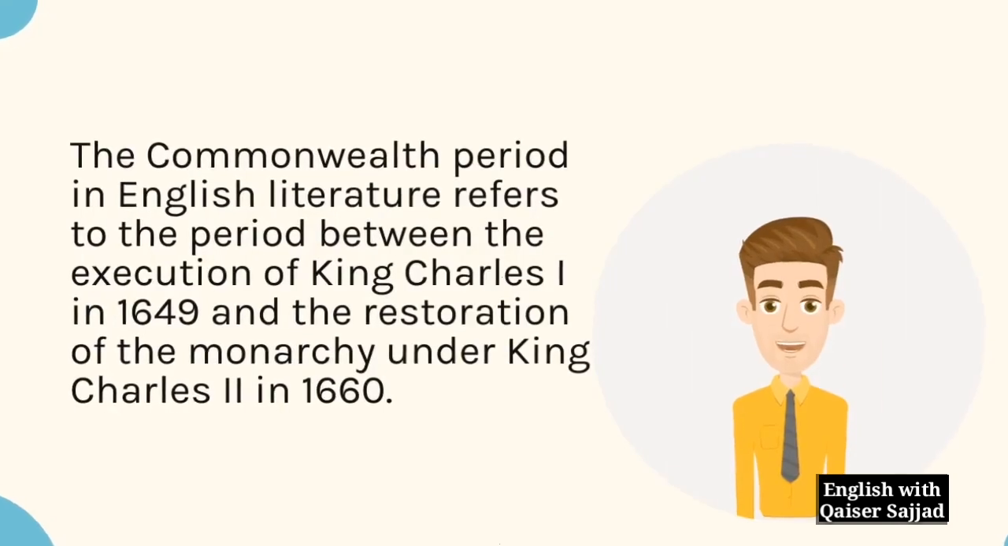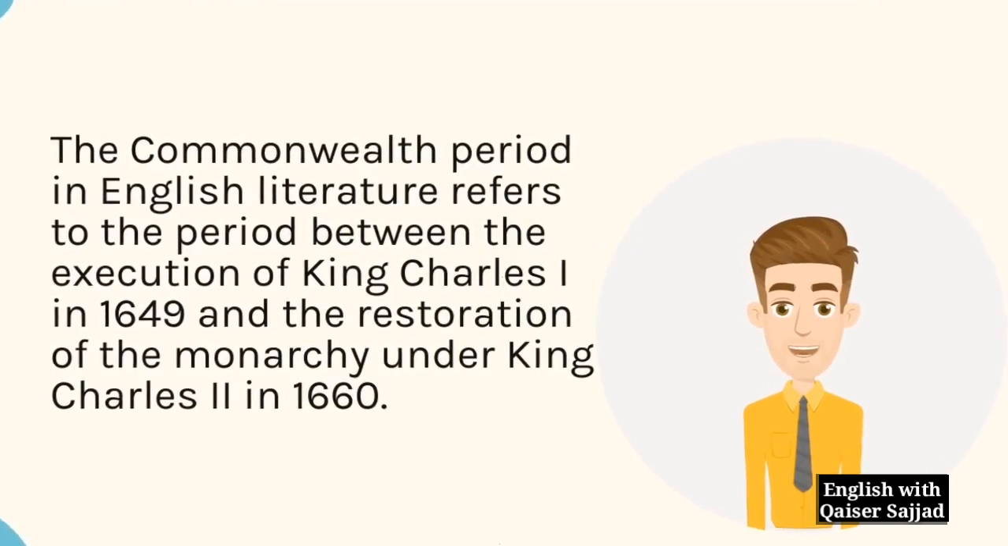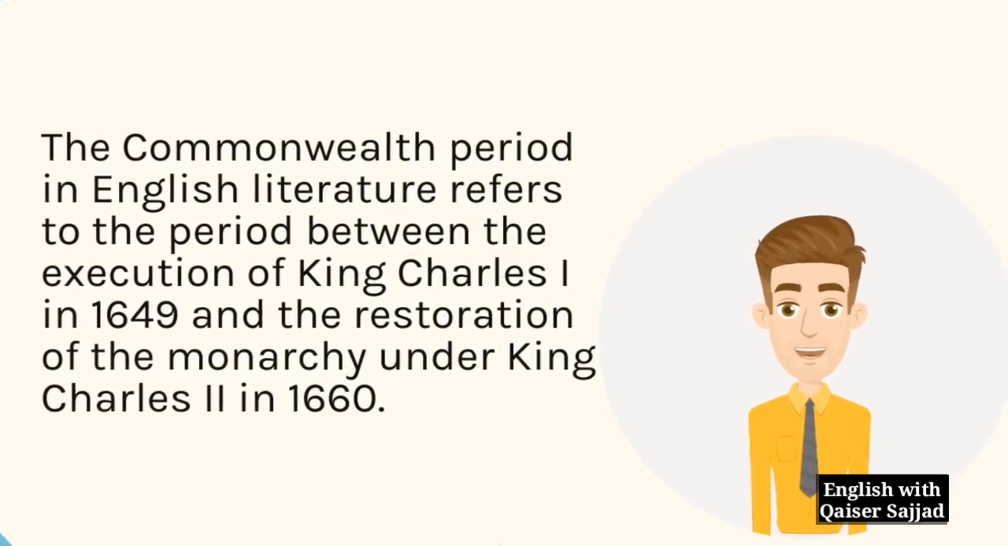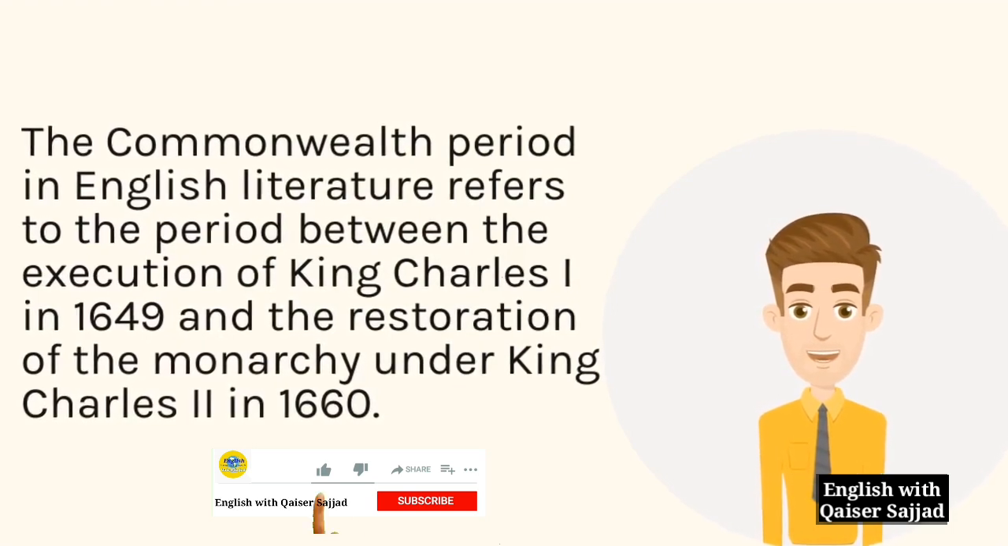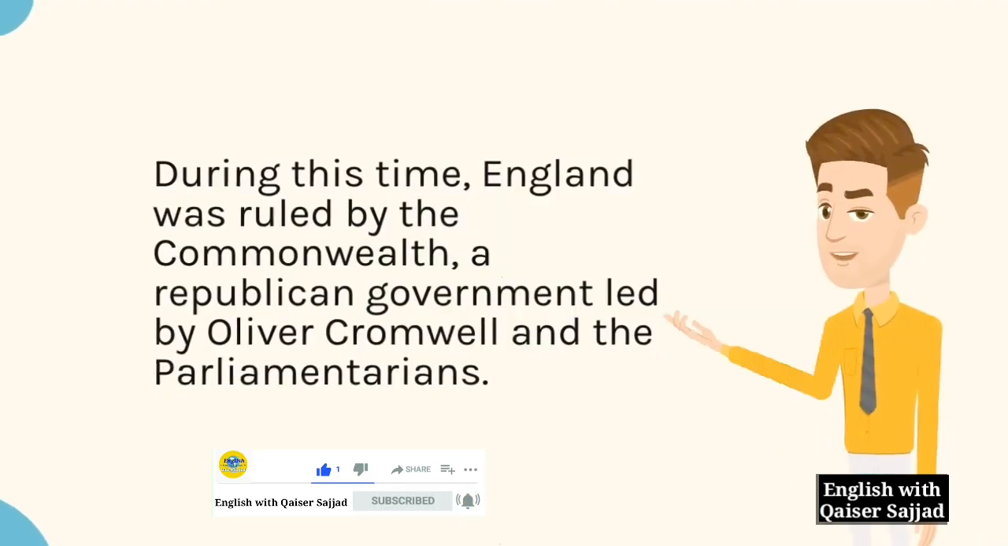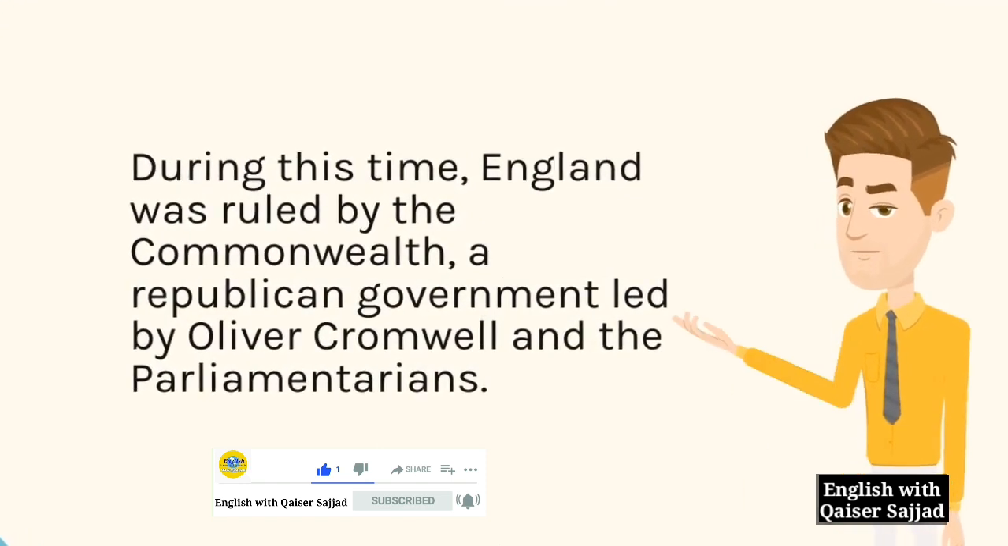The Commonwealth period in English literature refers to the period between the execution of King Charles I in 1649 and the restoration of the monarchy under King Charles II in 1660. During this time, England was ruled by the Commonwealth, a republican government led by Oliver Cromwell and the Parliamentarians.